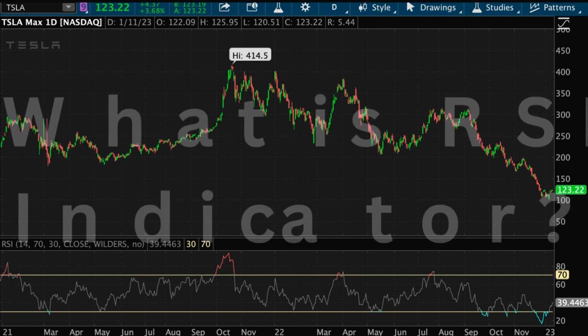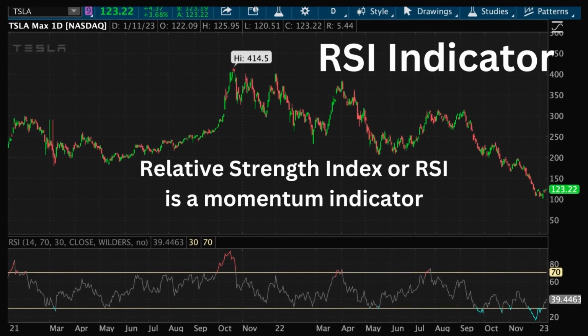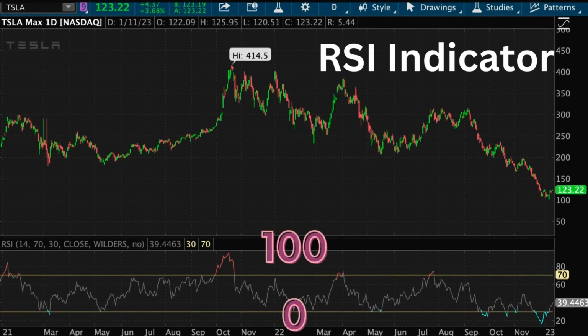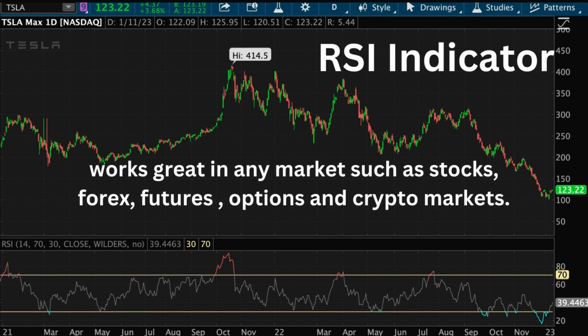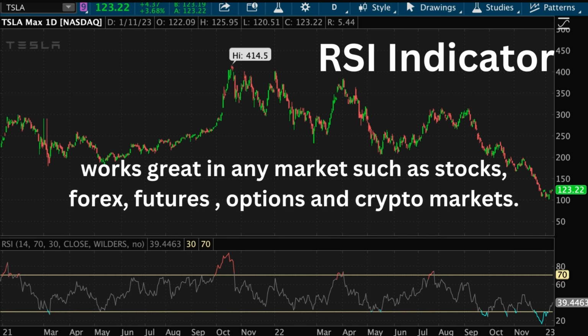What is RSI? The Relative Strength Index or RSI is a momentum indicator that measures recent price changes as it moves between 0 and 100. The RSI indicator is one of the most popular indicators used by traders in any market such as stocks, Forex, futures, options and crypto markets.